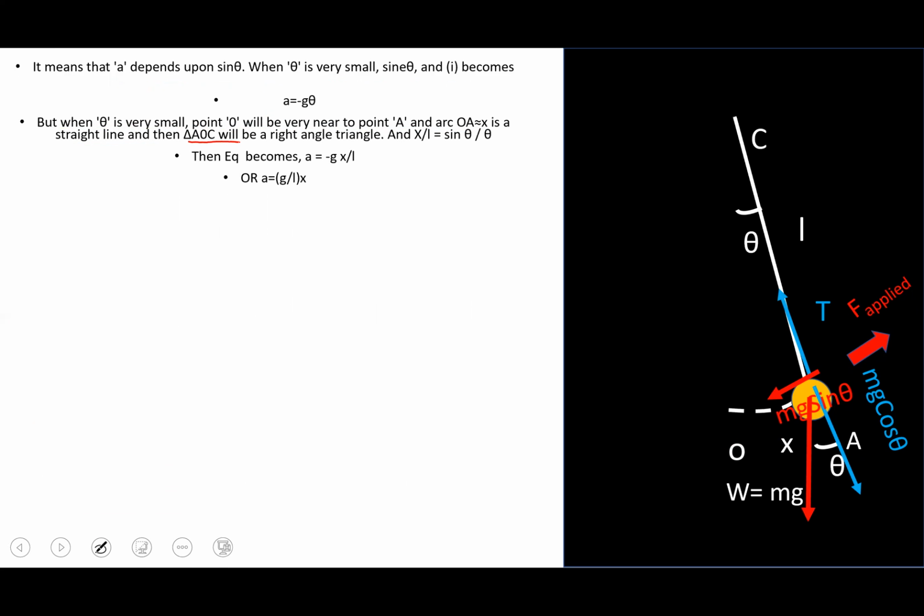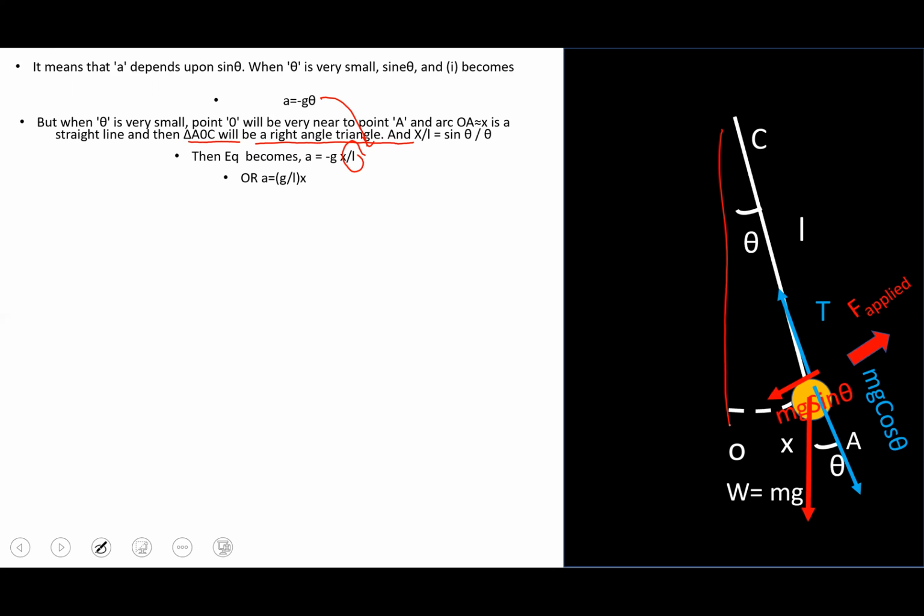And triangle OAC will be a right angle triangle, and x over L will be equal to sine theta, which is approximately theta. Equation 1 will become a is equal to minus g x over L. Now what happened over here? How did theta become x over L?